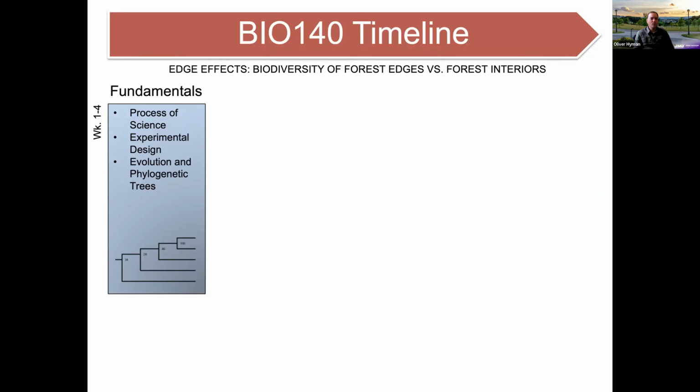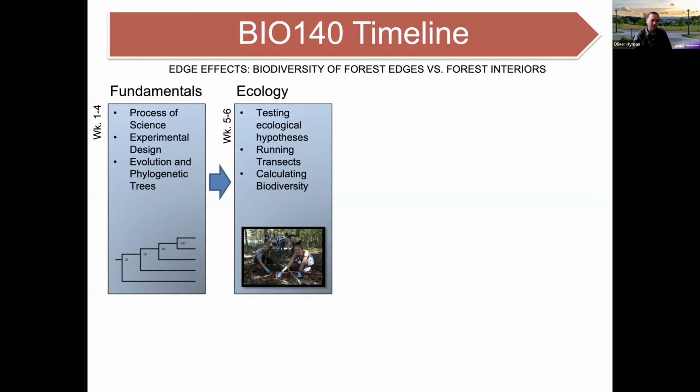So the Bio 140 course is addressing a research question related to edge effects and how those edge effects influence biodiversity at forest edges and forest interiors in an arboretum that we have close to campus. We spend the first 4 weeks talking about some fundamentals, so things like the process of scientific discovery, experimental design, and we talk a little bit about evolution and interpreting phylogenetic trees, because that's important towards the end of the semester when they're doing their bioinformatic analyses in the DNA Subway software.